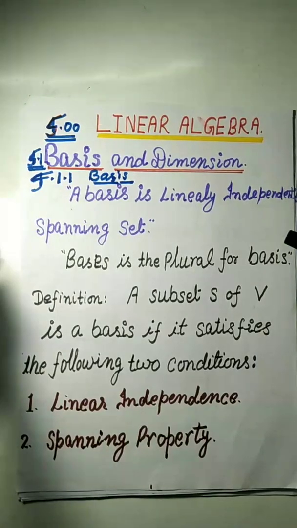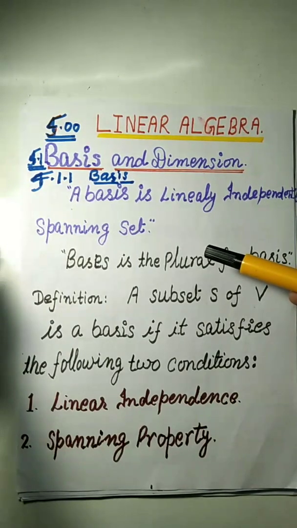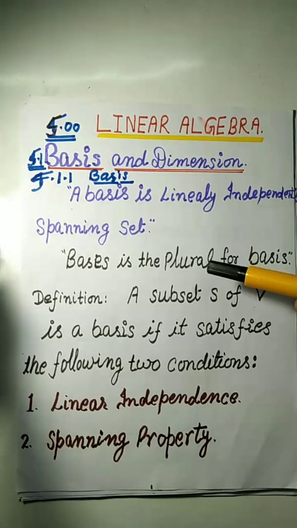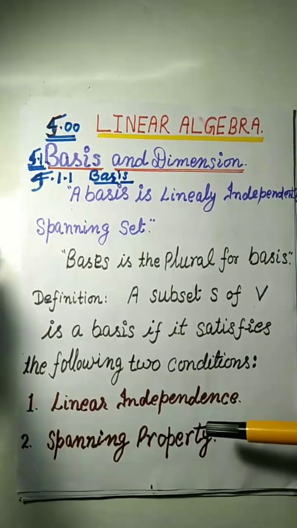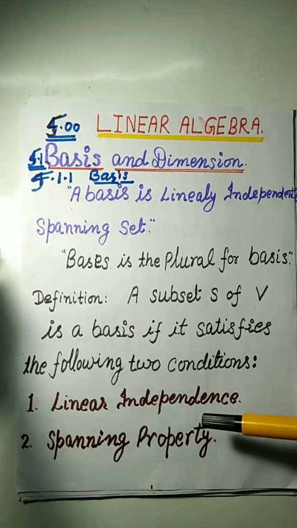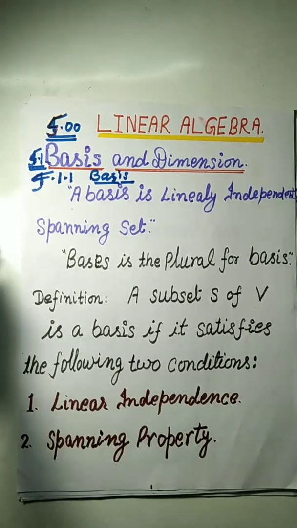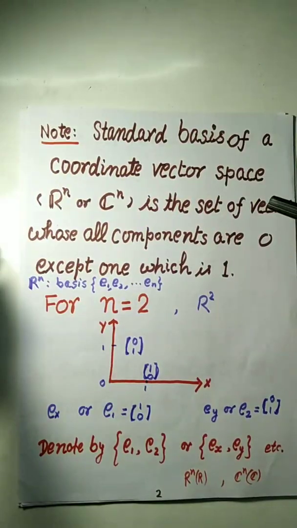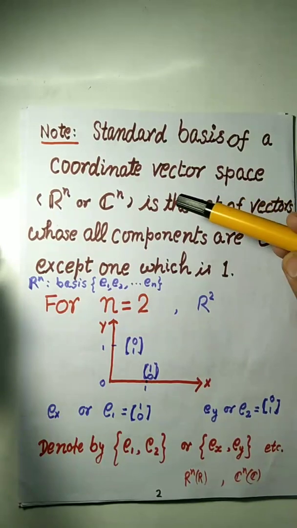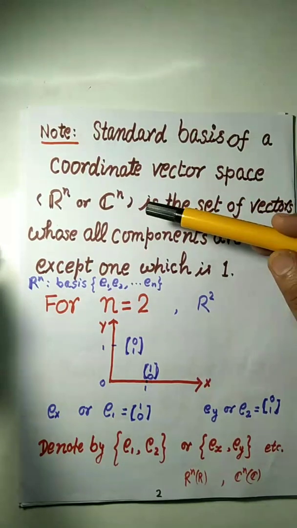Now, basis is linearly independent spanning set. Basis follows two conditions: linear independence and spanning property. For standard basis of coordinate vector space Rn or Cn.